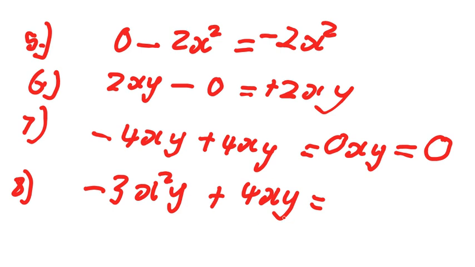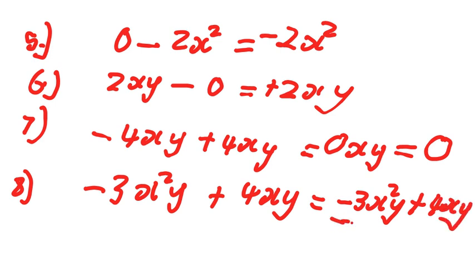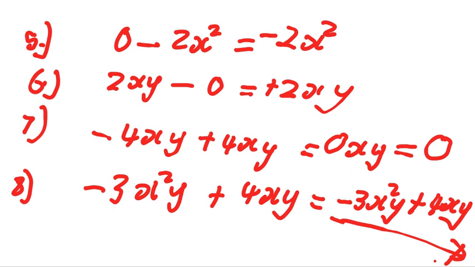Because they don't have the same variable. They have the same variables x and y, but the exponents do not correspond. So our answer is going to be that same expression, because it's not going to change anything. You can't add unlike terms.